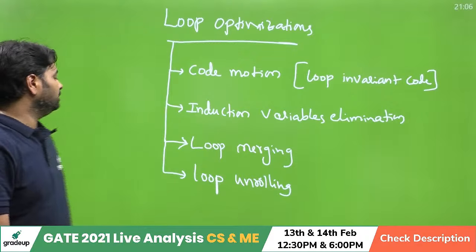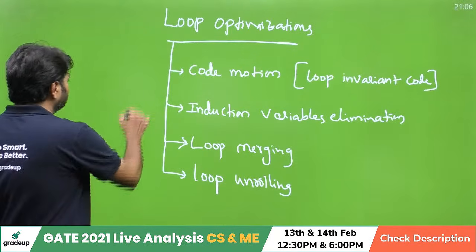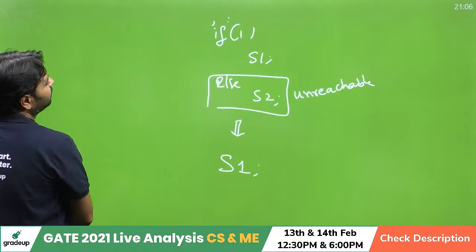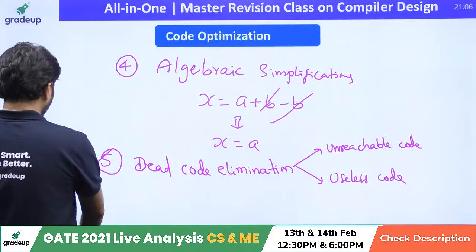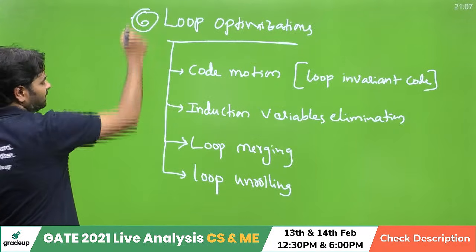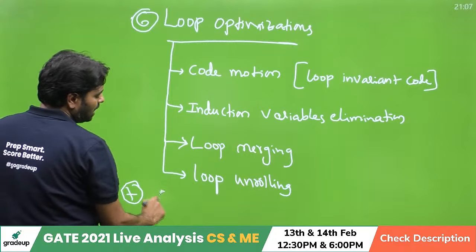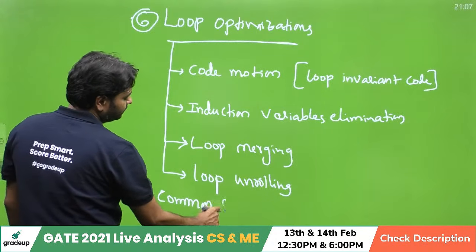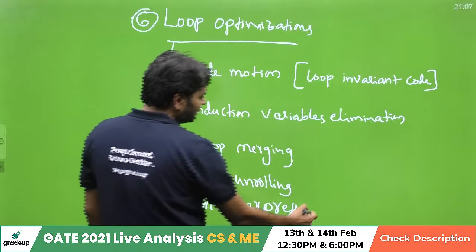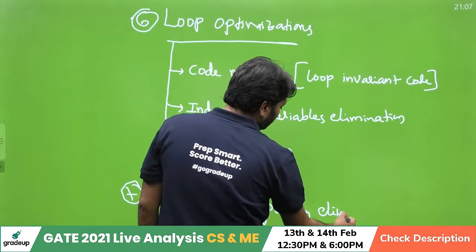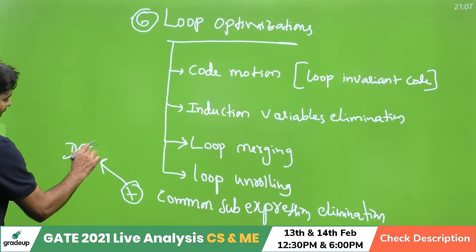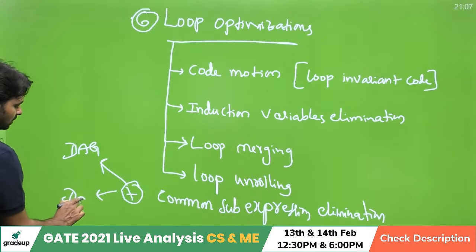Common sub-expression elimination, right? You also have other points. Let's say this is the 6th or 7th; five is over with dead code elimination, and this is the 6th and 7th one: common sub-expression elimination. Hundreds of techniques are there, guys. These are very basic techniques I am explaining. You can use either the DAG or data flow analysis for this.